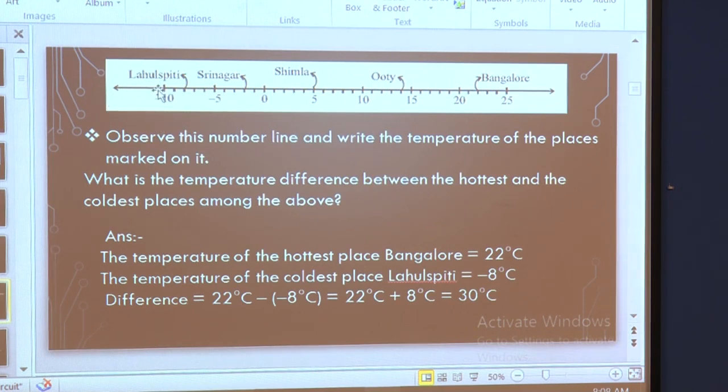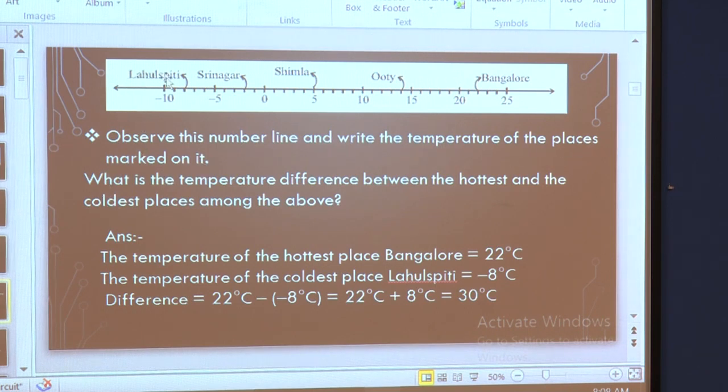We are having different cities' temperatures on a number line. Here we have 0 in the center of this number line, and the temperatures are 5 degrees Celsius, 10 degrees Celsius, 15 degrees Celsius, 20 degrees Celsius, and so on. To the left-hand side we have minus 5 degrees Celsius, minus 10 degrees Celsius, and so on. Now, by observing this number line, write the temperatures of the places marked on it.